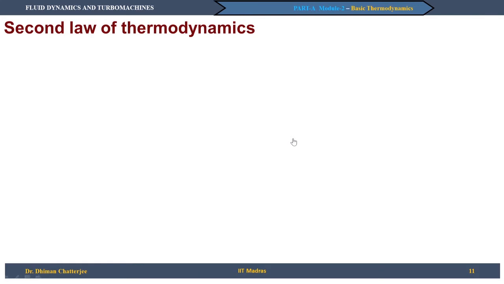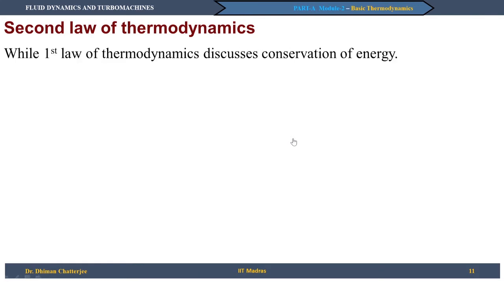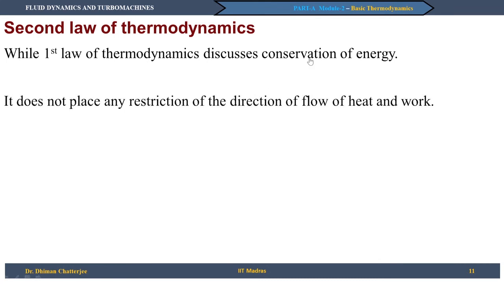Now we come to the second law. The second law of thermodynamics is a very fundamental law, because it gives an additional qualification on the energy transfers. While the first law talks about the conservation of energy, the second law will add a restriction. The first law does not tell you whether 100% of the work can be converted into heat or vice versa. The second law puts a restriction on the direction of flow of heat and work.